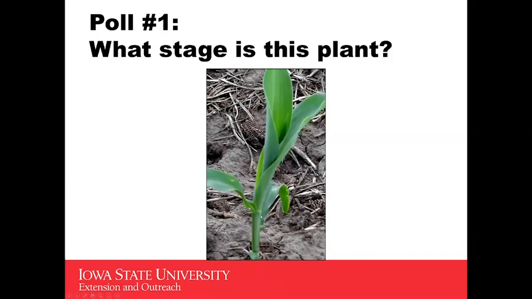You can see that collar is pulled away from the whorl and pulled out. And then you do have your fourth and fifth leaves that are still tied up there in the whorl. So this is a good example of a V3 plant as far as the staging would be concerned.